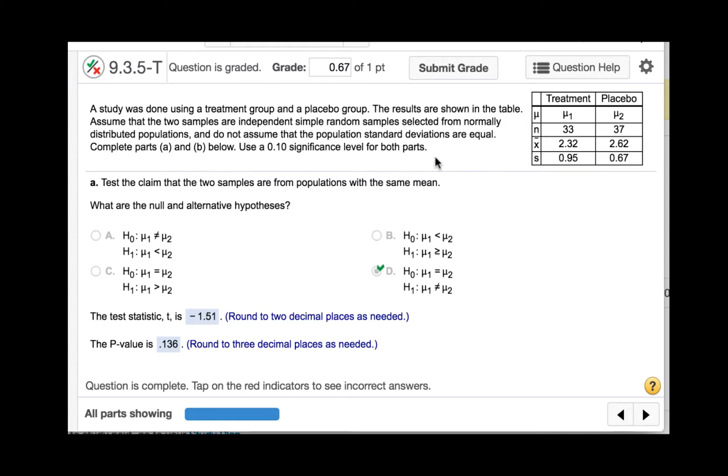The problem says that we are to test the claim that the two samples are from populations with the same mean. So since we are testing whether or not the means are the same, then the appropriate hypotheses should be mu1 equal to mu2 and mu1 not equal to mu2.